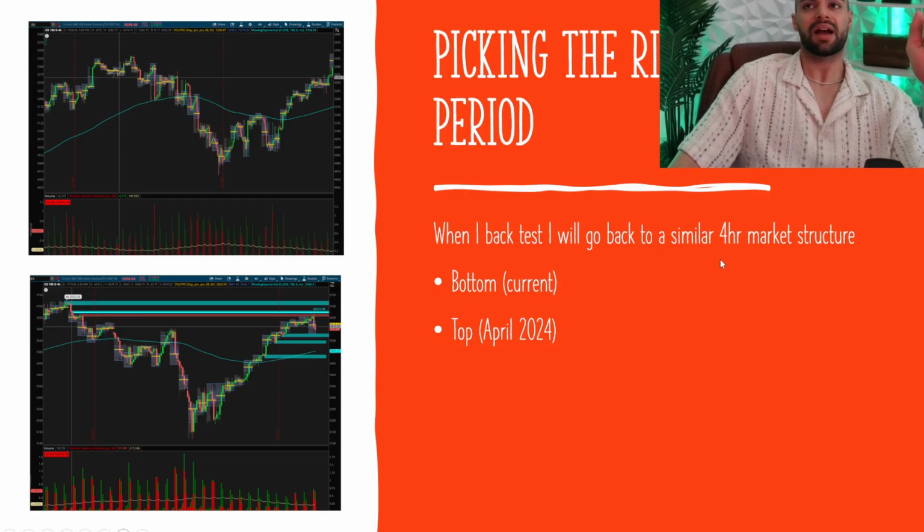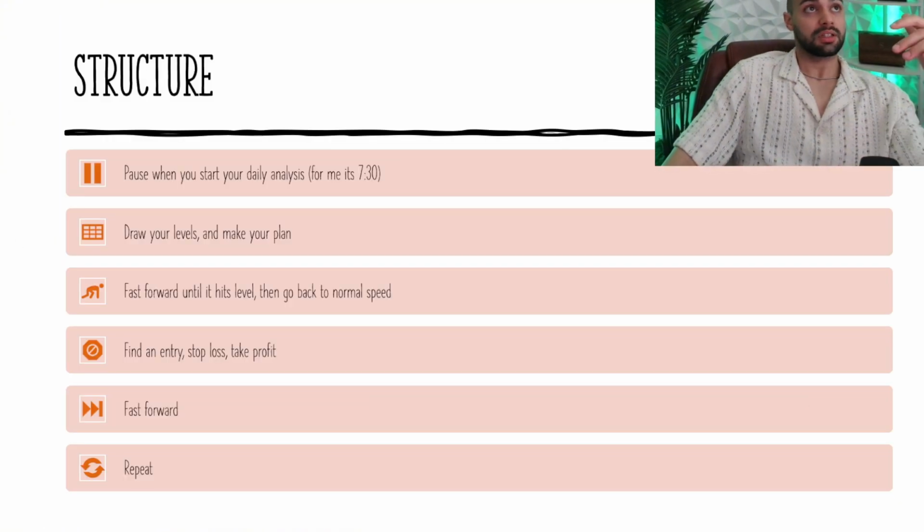When I backtest, I'll go back to a similar 4-hour market structure condition. So the bottom is the current when this was made, and the top is April in 2024. So look how similar these conditions are. And I just go back and backtest to prepare myself for the week, almost every single weekend.